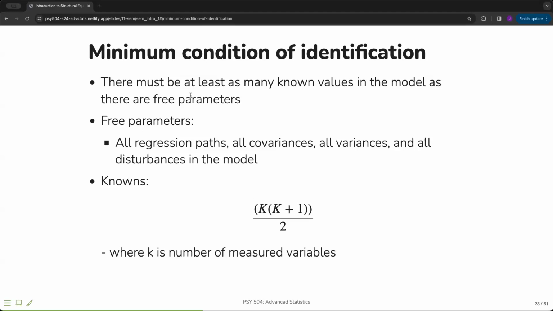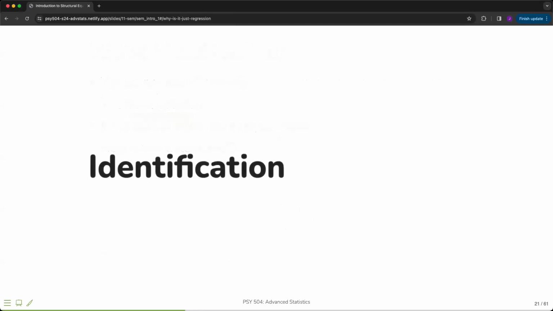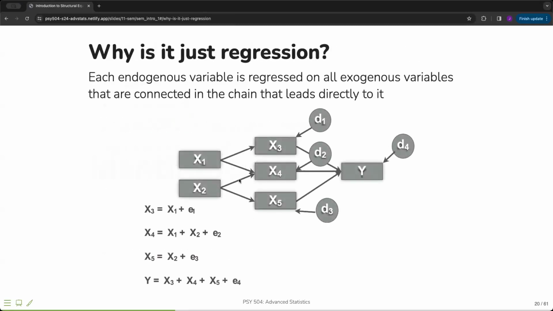So you might be wondering, what are free parameters and what are known? How do we determine those things? Well, first, free parameters are all regression paths, covariances, variances, and disturbances in your model. That's what constitutes free parameters here. So it's every one of these single-headed arrows. Those are our regression paths. All of the disturbances that we have, so these D parameters, encased by the circle here. Covariances between variables, so these double-headed arrows, and then also all error that's associated with these exogenous variables here. That's what I mean when I say free parameters.